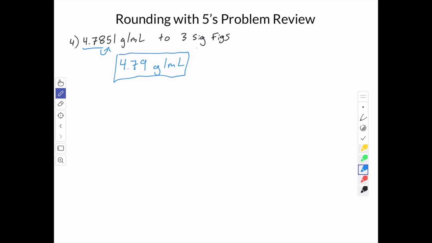So those are the problems for rounding with 5's. The more practice, the better you'll get. It's just a matter of stopping yourself when you see that 5 and just thinking.